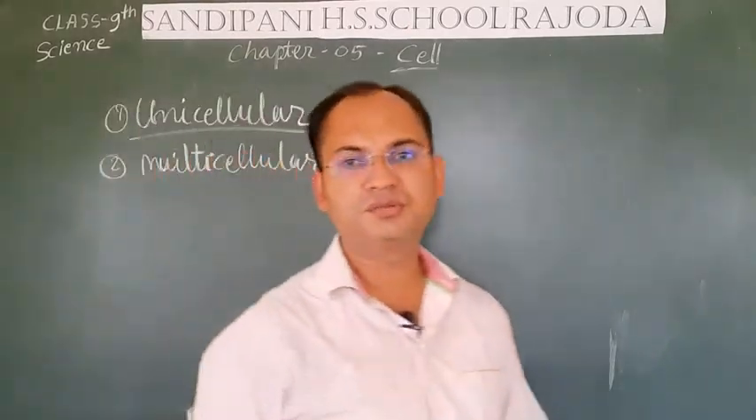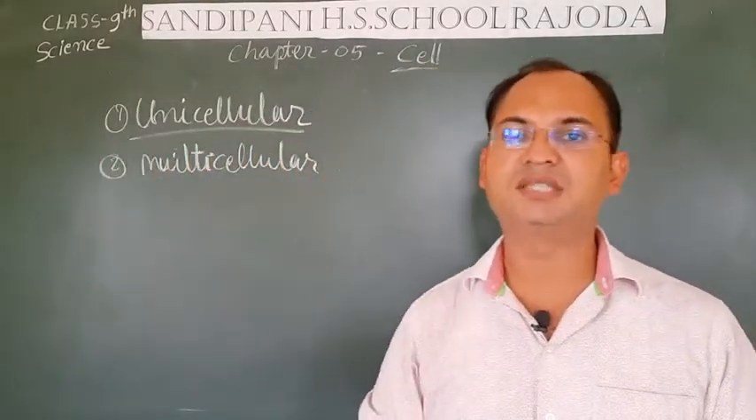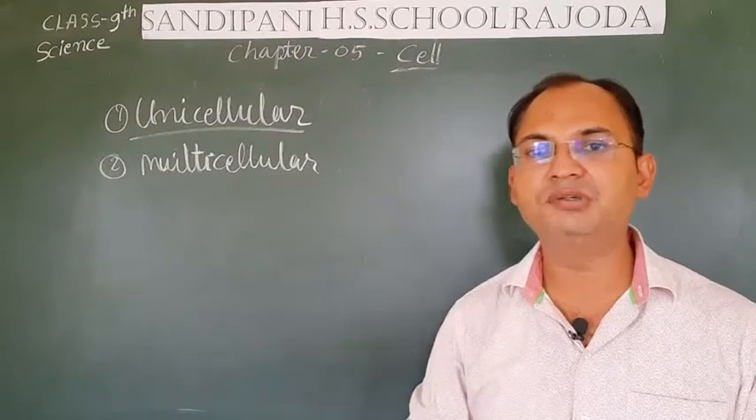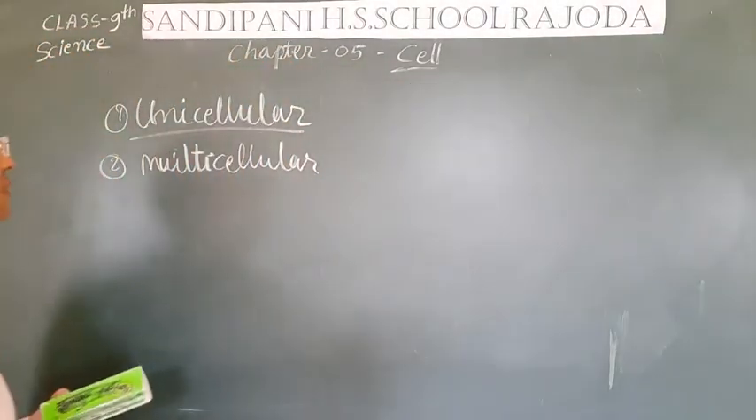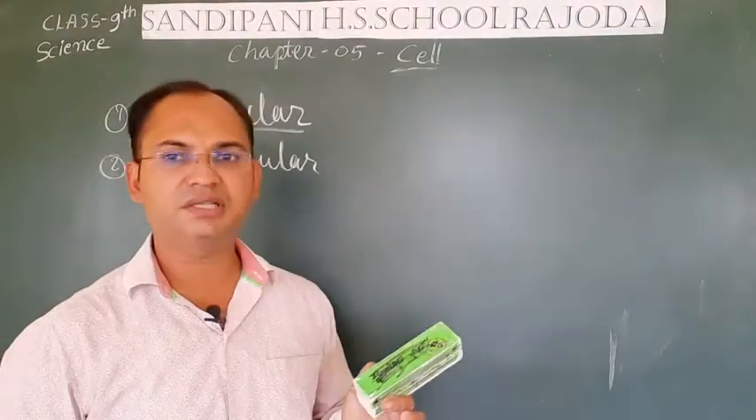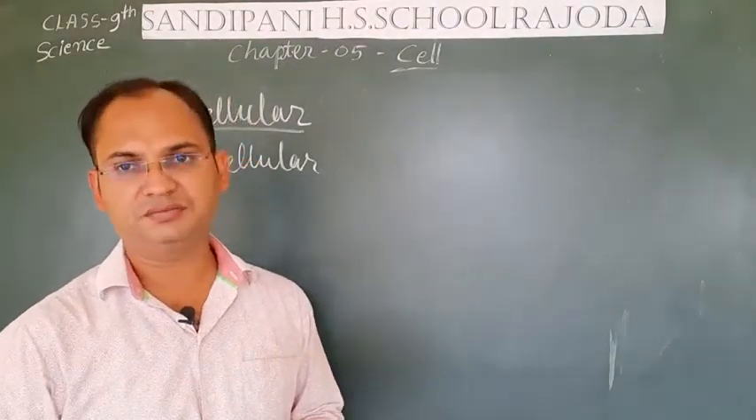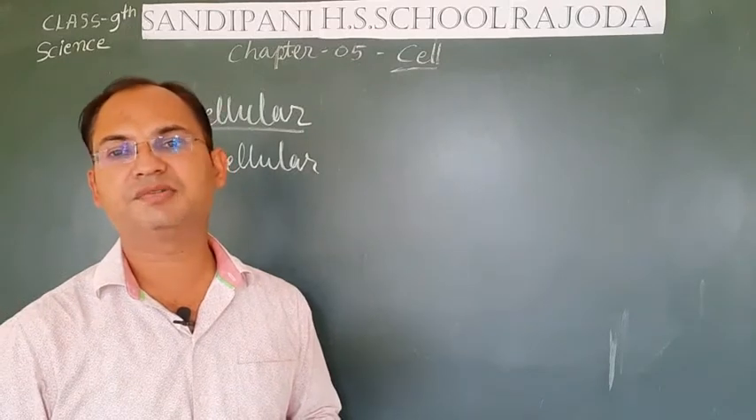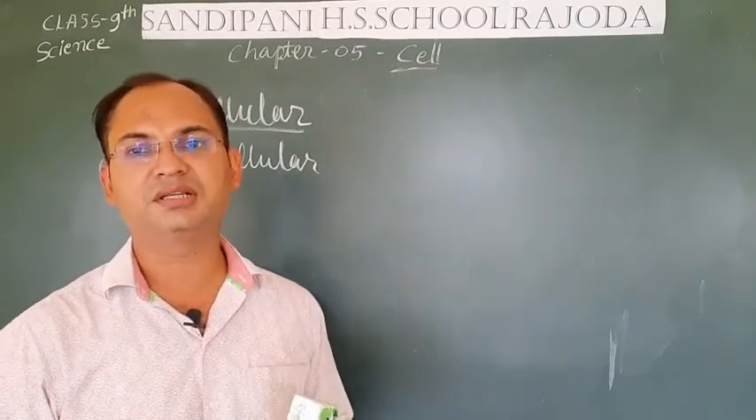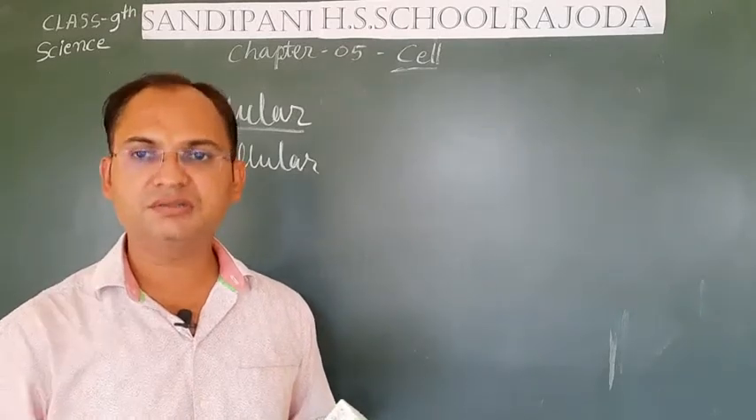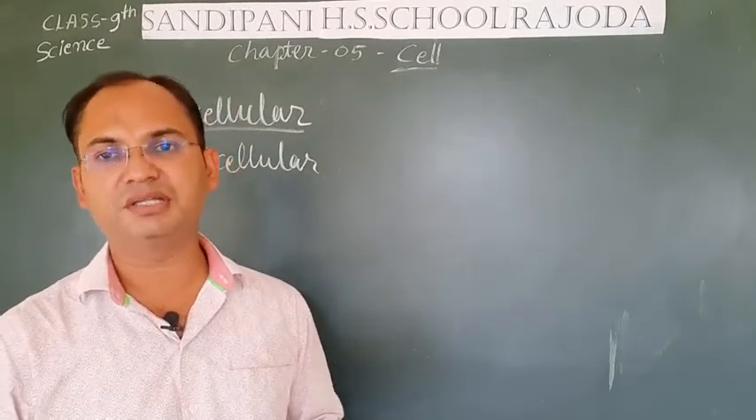Multicellular means whose body is made up of many cells, just like the body of a human being. So students, the second thing after the number of cells is the shape of the cell. What is exactly the shape of a cell? There is no definite shape of the cell. Depending upon the function of the cells, their shape may vary.